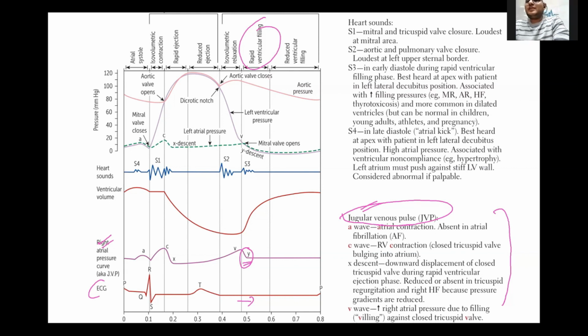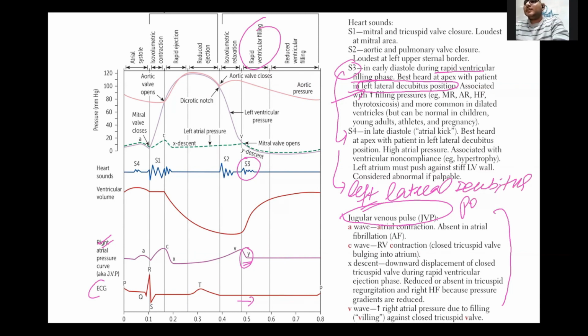Okay, so in rapid ventricular filling, if there is any pathology, S3 develops. Remember S3. What is S3? S3 is early diastolic. It is a sound in early diastole during the rapid ventricular filling phase. It is best heard in the left lateral decubitus position. It is an important MCQ for all the exams. What position are S3 and S4 both heard loudly in? Left lateral decubitus position. Remember this, it is a very important MCQ.